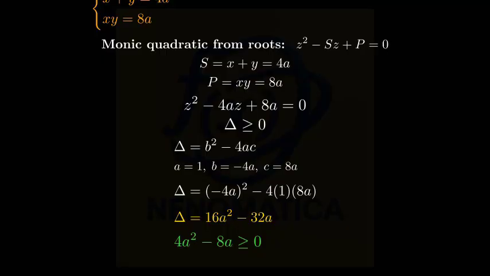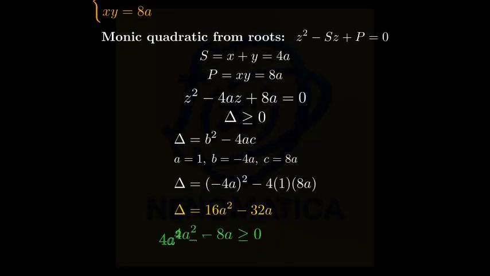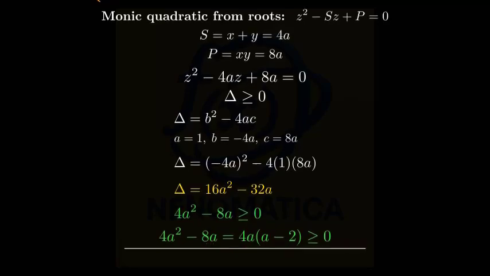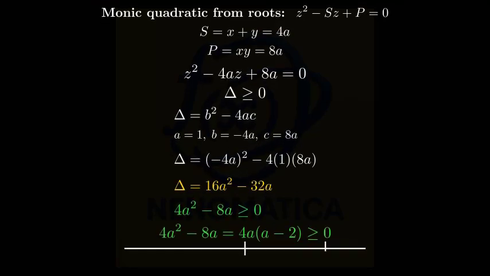Divide both sides by 4 to get 4a squared minus 8 is greater than or equal to 0. Now factor the left-hand side as 4 times a times (a minus 2). We will solve the inequality a times (a minus 2) greater than or equal to 0 using a number line sign chart. The critical points are a equals 0 and a equals 2. The product is non-negative to the left of 0 and to the right of 2, including the endpoints.